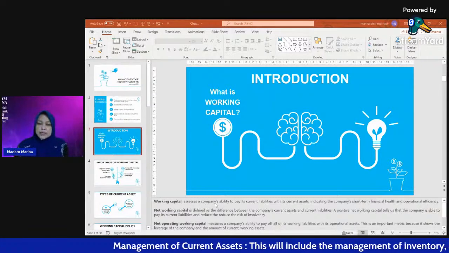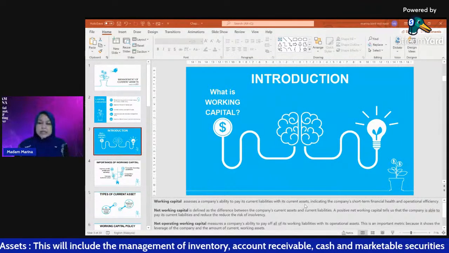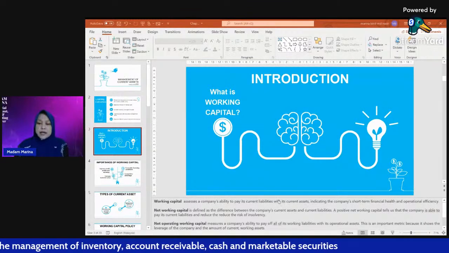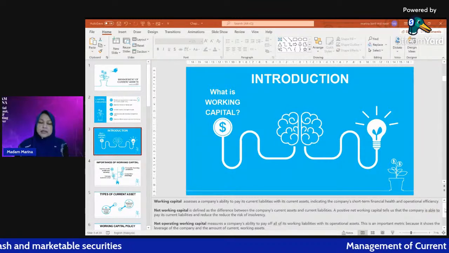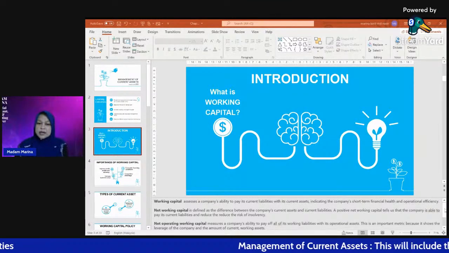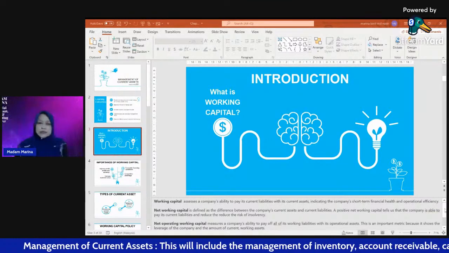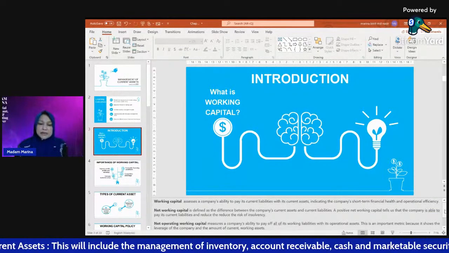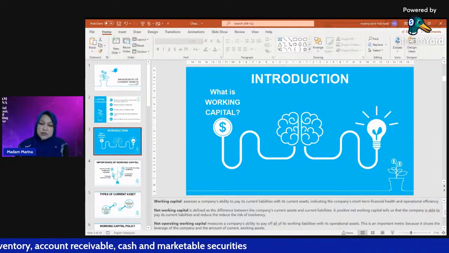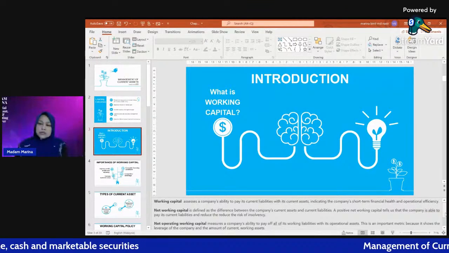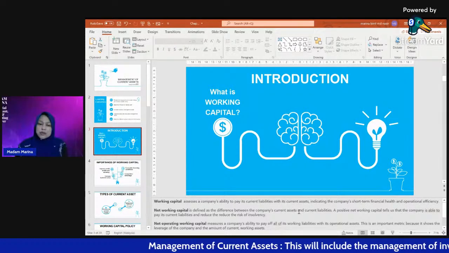Working capital assesses a company's ability to pay its current liability with its current asset, indicating the company's short-term financial health and operational efficiency. That is the working capital definition in financial management: to measure the ability of a business to pay its short-term obligations. So net working capital is defined as the difference between the company's current asset and current liability.